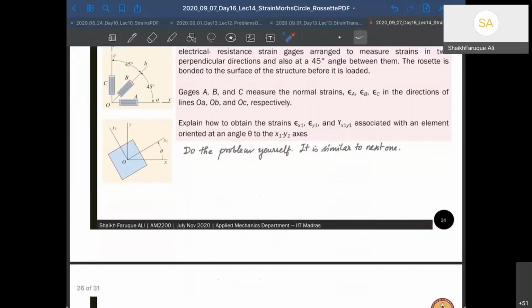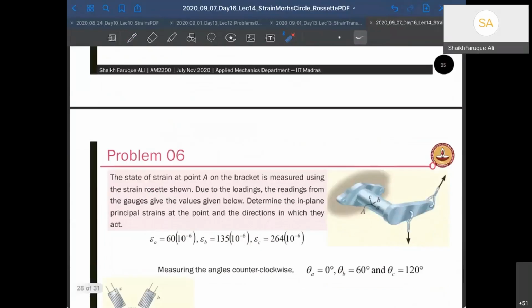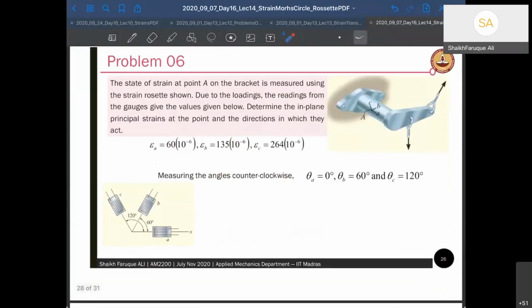Okay, I'll probably do another problem here. So this is the material body. It is under various loading. What is being asked is there is a point A where there are strain gauges attached at A, B, and C, and they make an angle of 60 degree and 120 degree like this. So this is a 60 degree strain rosette. And the values that you obtain: epsilon A is this, strain gauge B is this, strain gauge C is this. Measuring the angles in a counterclockwise direction.